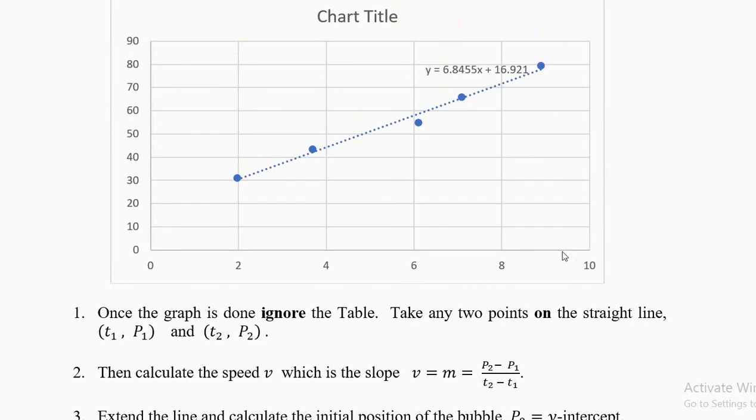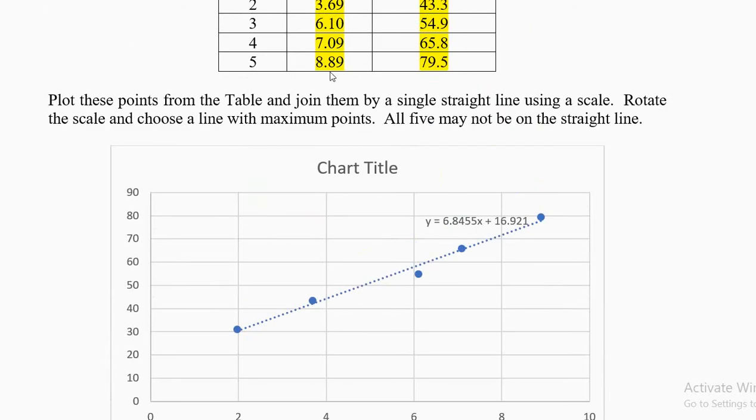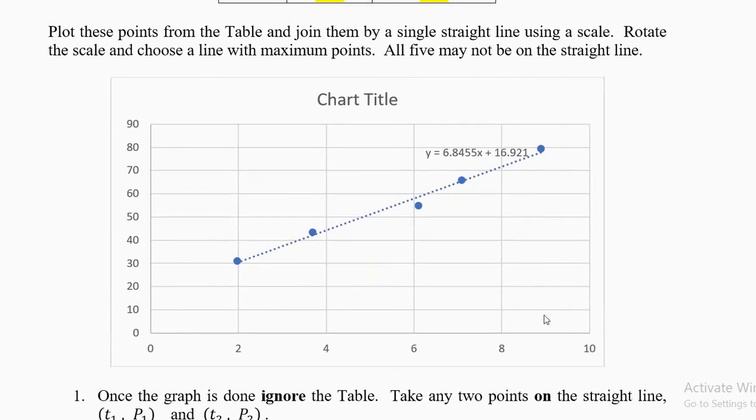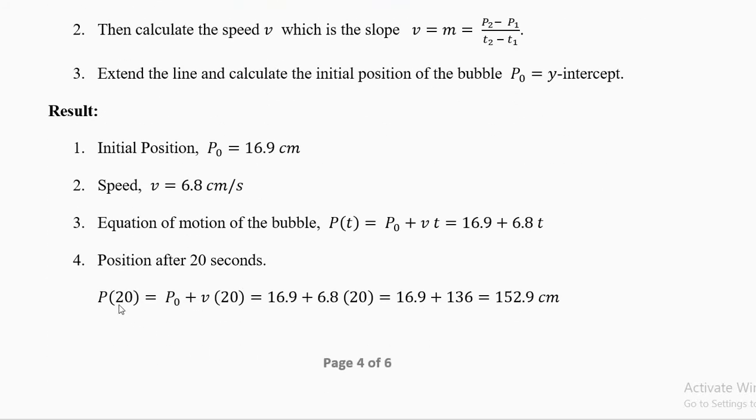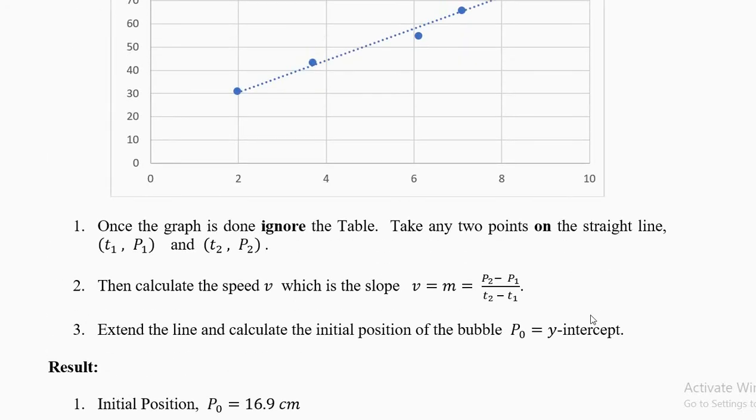See, your experiment stopped at 9 seconds, 8.89 seconds. Your experiment stopped here. But if you want to know the position at 20 seconds, put it in the formula. At 20 seconds, put 20. T equal to 20 is given in the question. P of 20 is P0 plus V times 20. 16.9 plus 6.8 times 20. 6.8 times 20 is 136. 136 plus 16.9 is 152.9 centimeters.